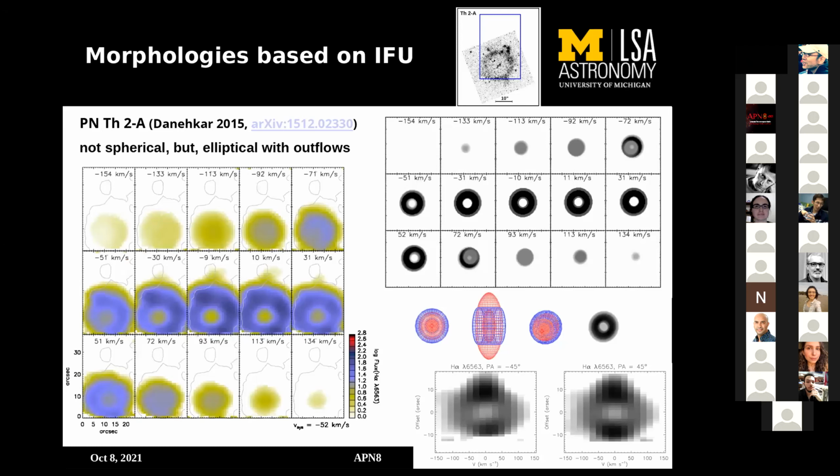Here is the object TH2A, which I studied in 2015, published in ApJ. This planetary nebula was previously identified as a round, spherical planetary nebula, but as you see, the IFU shows that it has an elliptical morphology. You see in the position-velocity diagrams that there are jets. Actually, it's not jets; it's an extended polar outflow, reaching velocities up to 100 kilometers per second, while we have a mean expansion of 40 kilometers per second. So this planetary nebula is not round anymore.